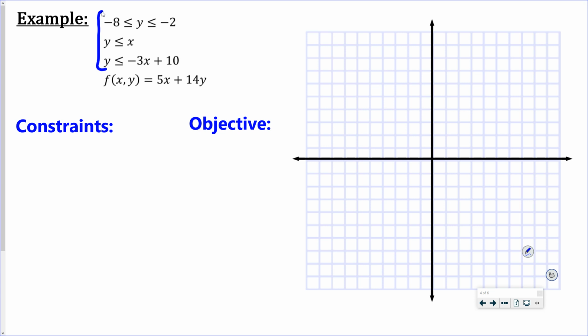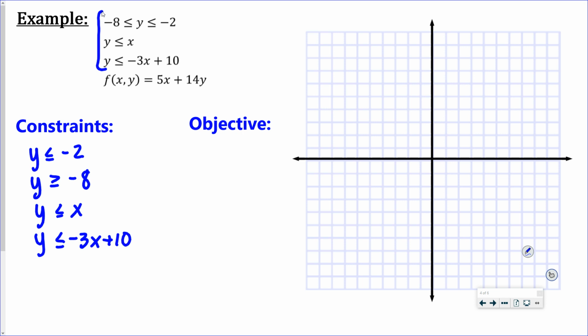So I'm going to split this one, and we've done this before. We've graphed systems of inequalities. It's really the same thing. I'm going to break this one up into two. So I'm going to write that as y is less than or equal to -2 and y is greater than or equal to -8. So that's going to be easier for me to graph. Then I have y is less than or equal to x. Y is less than or equal to -3x plus 10. Those are all your constraints. That's our system of linear inequalities.